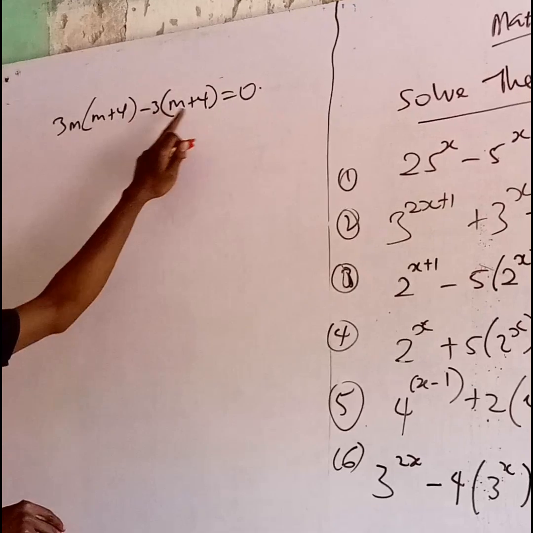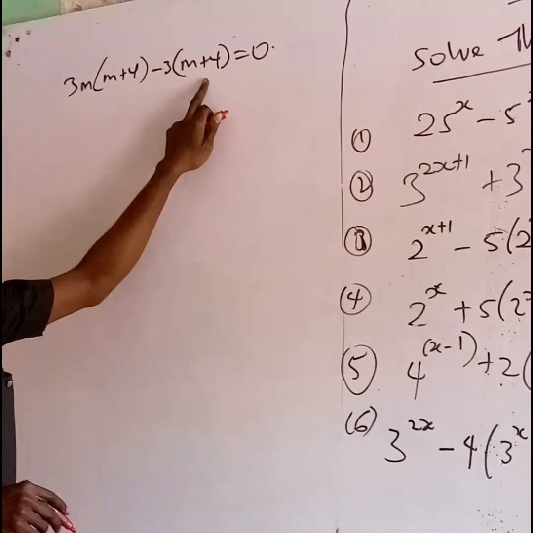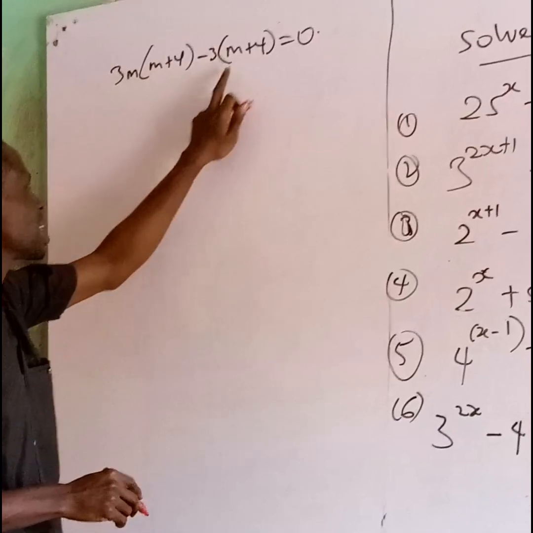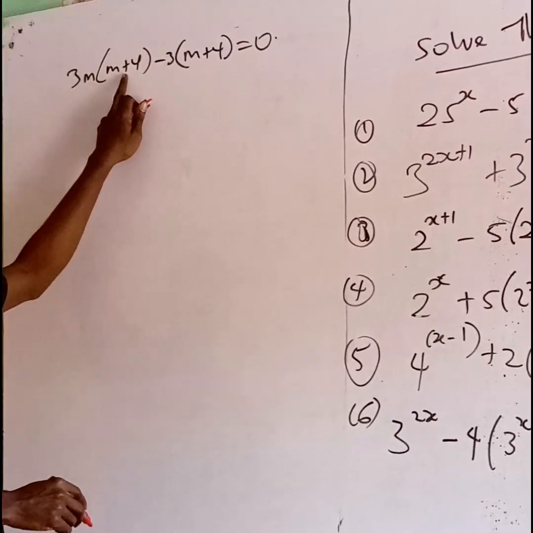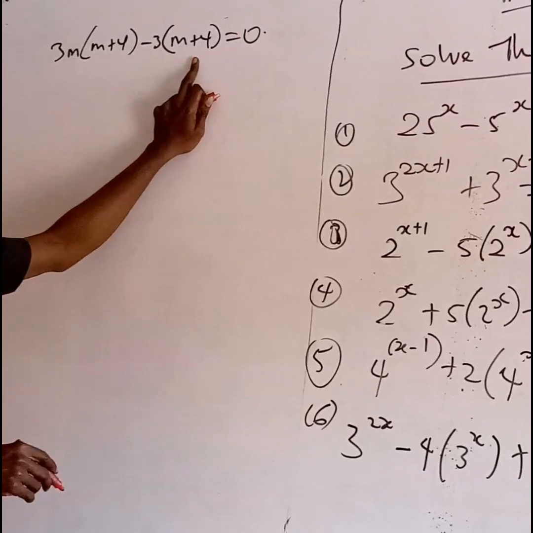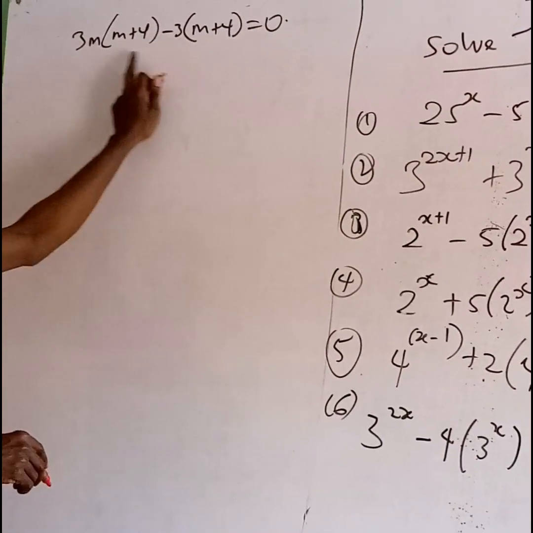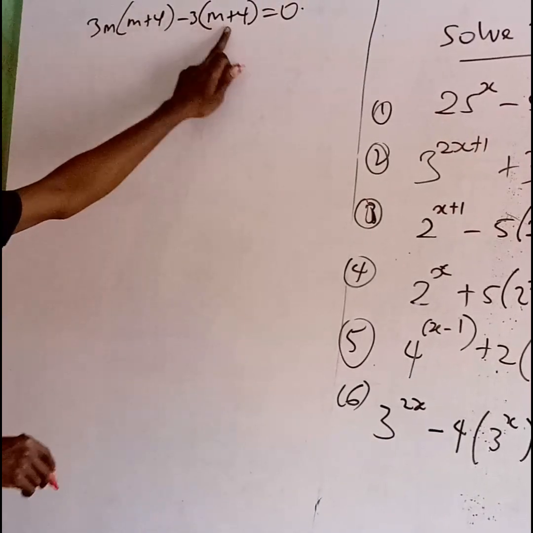So that is why you can pick one. If the figures are not the same, then you are wrong. So make sure that your figures in the bracket must be the same. Not that you have m minus 4 and m plus 4. You can't pick one. It's not done that way. If you do it like that, you will be wrong. So it must be m plus 4, m plus 4.